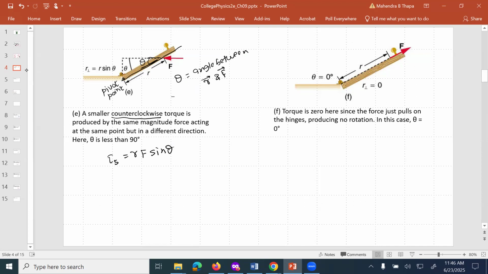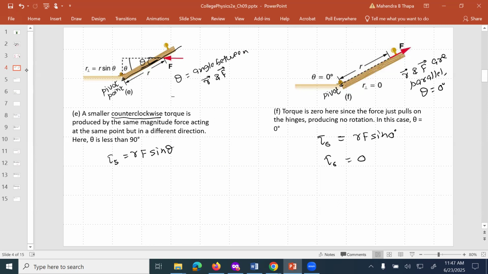Another example given here, the same rod and the same pivot point, but in this case, vector R and vector F are parallel to each other, right? If parallel, angle is 0 in this situation. So you can write torque 6 in this case as the product of R times F sine 0. So that gives us tau 6 equal to 0.